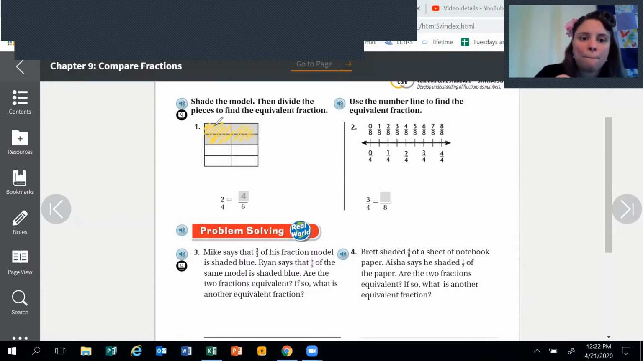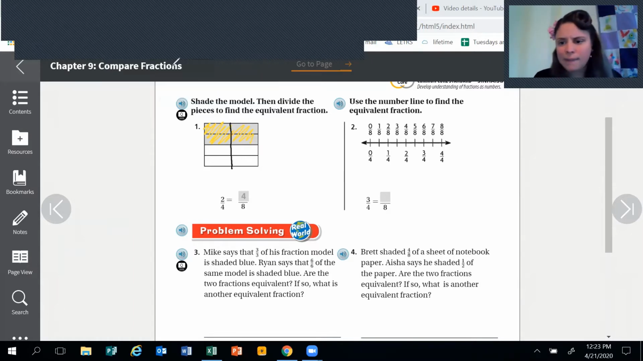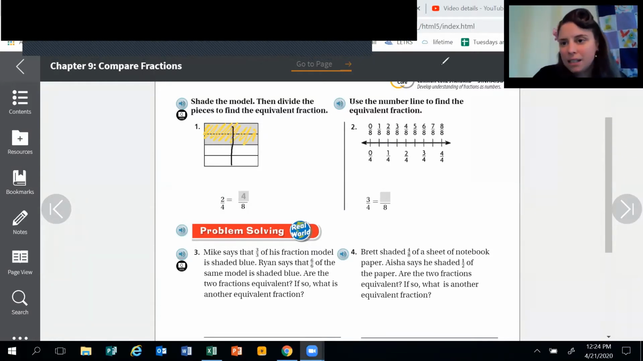And then they split the fourths in half. See how there's 1, 2, 3, 4? They split it in half. And then they found out that it's 4/8. 1, 2, 3, 4. We did this one, it's kind of like a piece of paper. They folded it up and then they figured out how to make it into eighths.